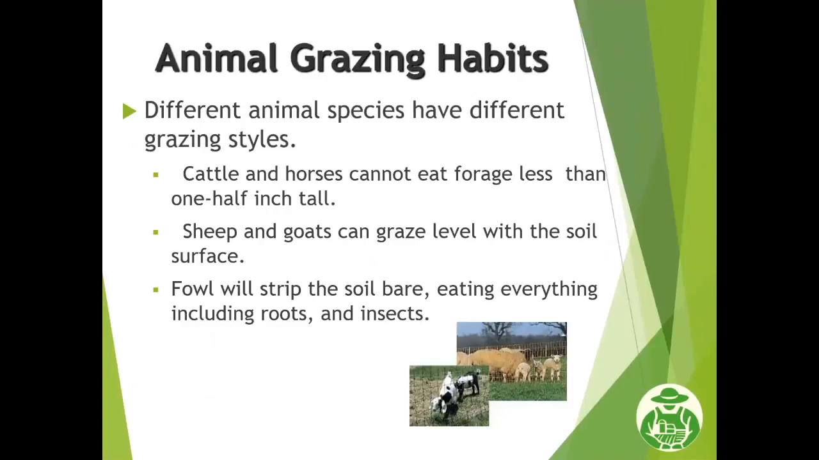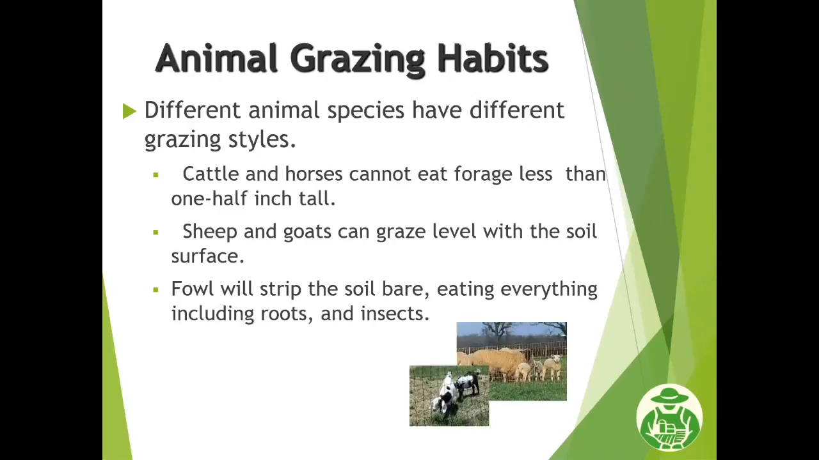With your pastures and your grazing, a lot of different animals have different grazing styles. So knowing the grazing style for your particular species is really important. Knowing how they graze and how they react to grazing is a key component. Cattle and horses cannot graze less than half an inch tall, whereas sheep and goats can graze clear down to the soil surface.